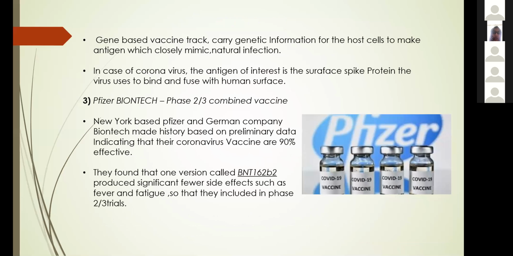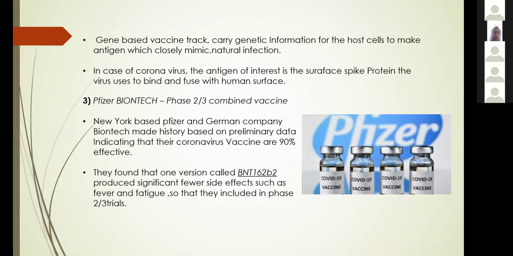Gene-based vaccines carry genetic information for the host cells to make antigen which closely mimic natural infection. In case of coronavirus, the antigen of interest is a surface spike protein the virus uses to bind and fuse with human surface. Third one is Pfizer-BioNTech phase 2 and 3 combined vaccine.